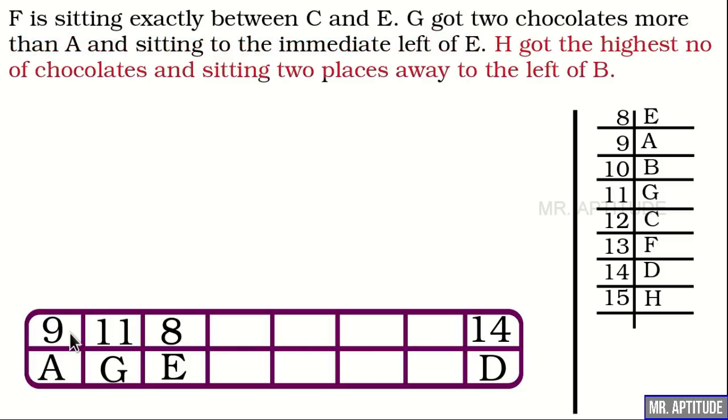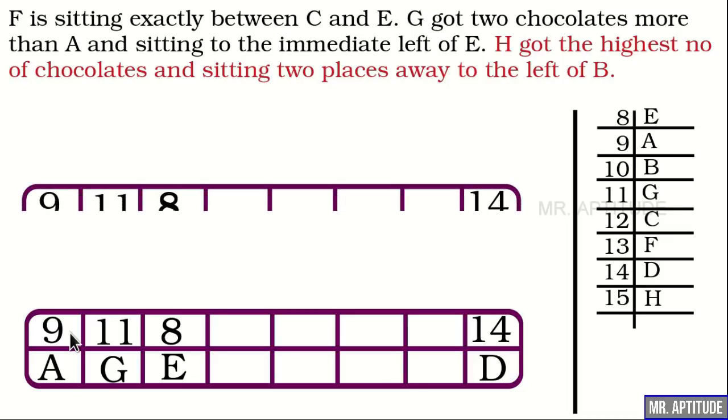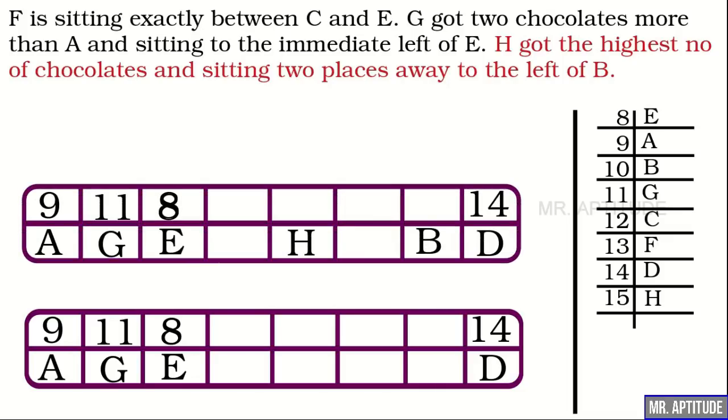Which condition should we choose now? H got the highest number of chocolates and is sitting 2 places away to the left of B. You will observe 2 different possibilities now. 2 places away to the left of B means there should be exactly one person sitting between H and B. So the arrangement can be done either this way or this way. Among the remaining 4 places, I can place H and B here or I can place H and B here.